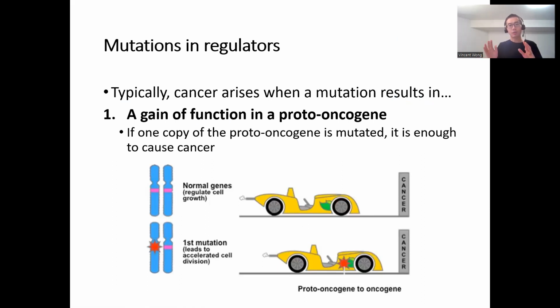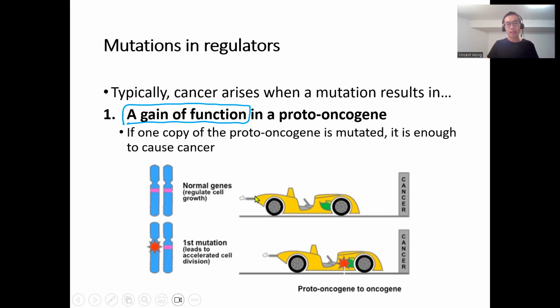So typically, cancer arises when a mutation results in what we call a gain of function mutation in the proto-oncogene. If one copy of the proto-oncogene is mutated, it is enough to cause cancer. So this is a little bit difficult to wrap your head around, perhaps.